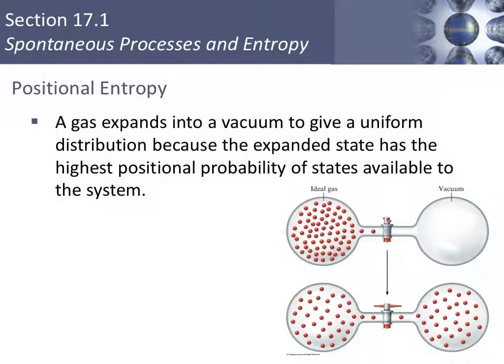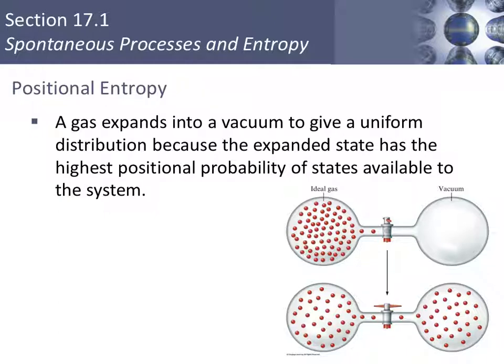So now let's talk more about possible arrangements for particles within a system. If we have a gas and it's just on one side of the chamber, if we open up the valve, basically what we are going to see is that we have a uniform distribution of particles between the two chambers. That corresponds to the state that has the highest probability of existing. And nature will spontaneously proceed toward the state or states that have the highest probabilities of existing.